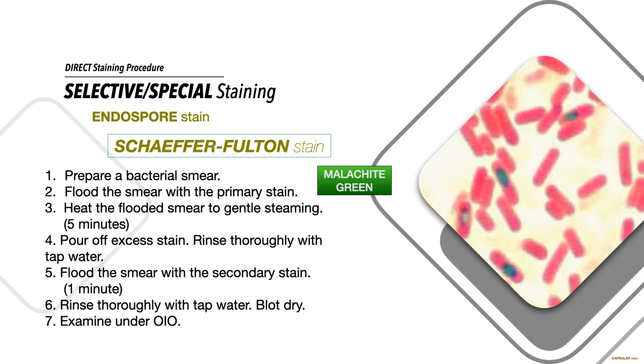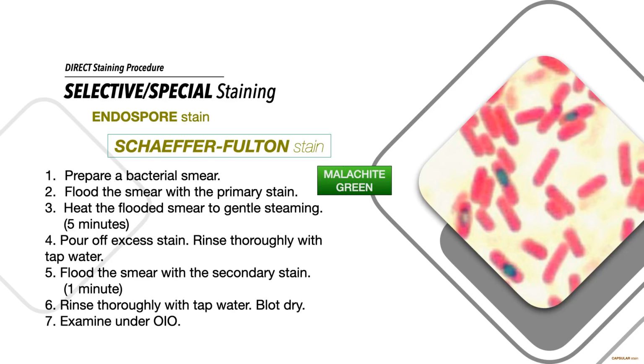After putting the malachite green, you heat the flooded smear to gentle steaming for 5 minutes. Usually, you make use of an alcohol lamp or you put it on a slide warmer. Just make sure you see steam being produced, and you do that for 5 minutes. You do not allow the smear with stain to dry up. Make sure you have a timer as you do this procedure. Once you're done, you pour off the excess malachite green and rinse it thoroughly with tap water.